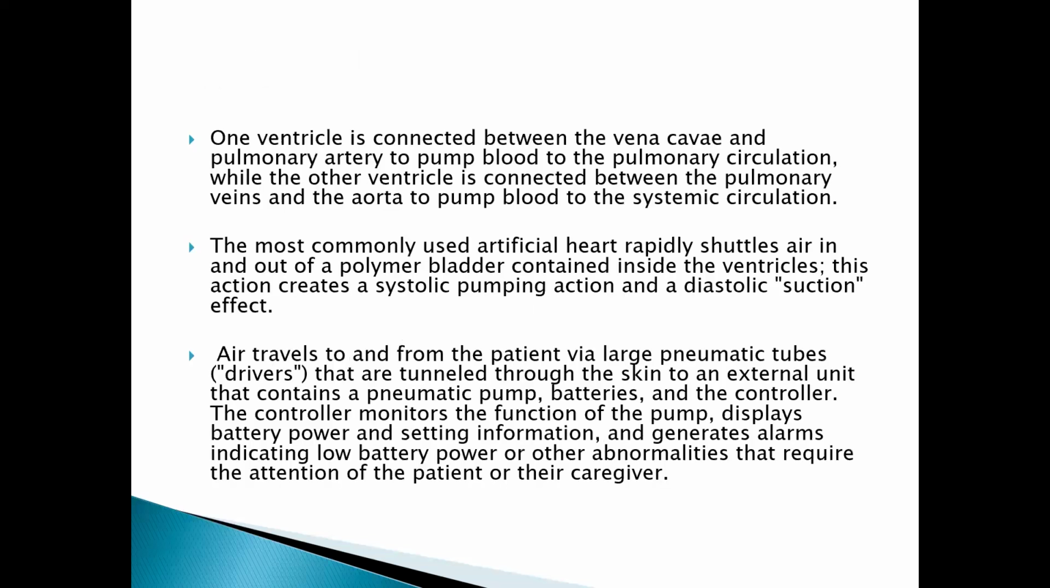Next slide, please. One ventricle is connected between the vena cava and the pulmonary artery to pump blood to the pulmonary circulation, while the other ventricle is connected between the pulmonary veins and the aorta to pump blood to the systemic circulation. The most commonly used artificial heart rapidly shuttles in and out a polyurethane bladder, which is contained inside the ventricles.